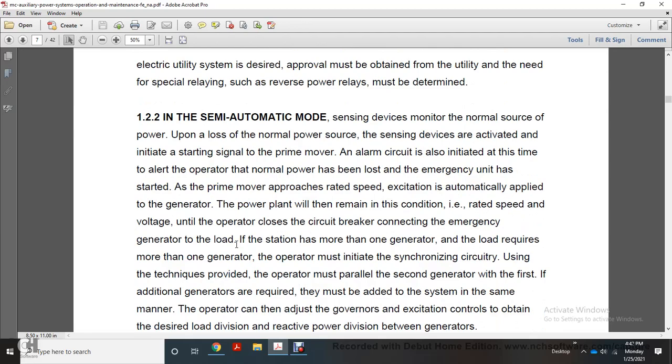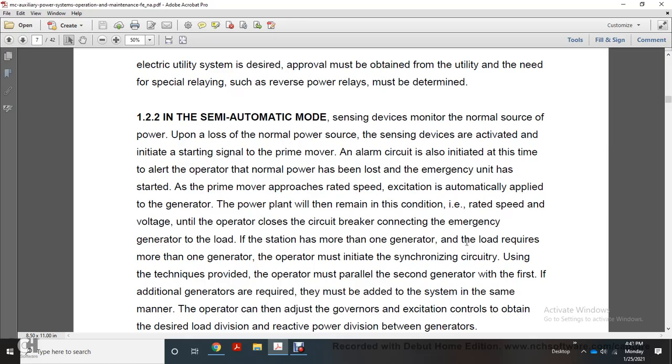1-2-2. In the semi-automatic mode, sensing devices monitor the normal source of power. Upon loss of the normal power source, the sensing devices are activated and initiate a start signal to the primary mover. An alarm circuit is initiated at the same time to alert the operator that normal power has been lost. The emergency unit is started and the primary mover approaches rated speed. Excitation is automatically applied to the generator. The power plant will remain at rated speed and voltage until the operator closes the circuit breaker connecting the emergency generator to the load.